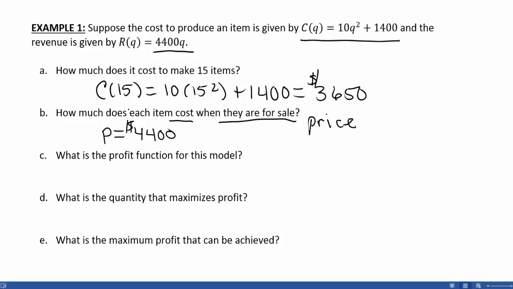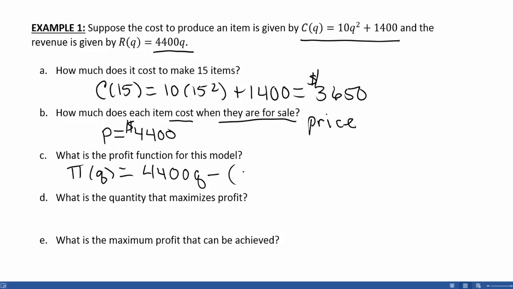Part C. What is the profit function for this model? So remember, profit is going to be revenue minus cost. So that means here, I'm going to take my revenue equation minus my cost equation. Now, my revenue equation only has one term, 4,400Q. It's all one term, the two things multiplied together. However, my cost function has more than one term.